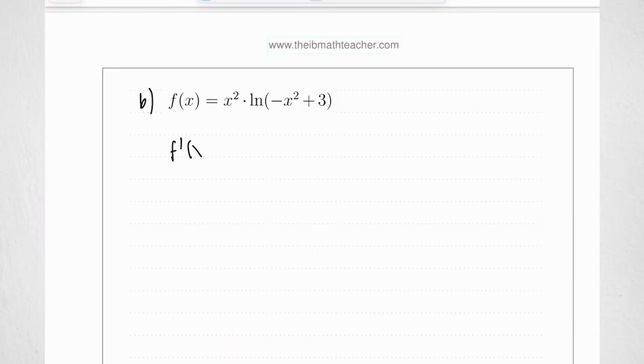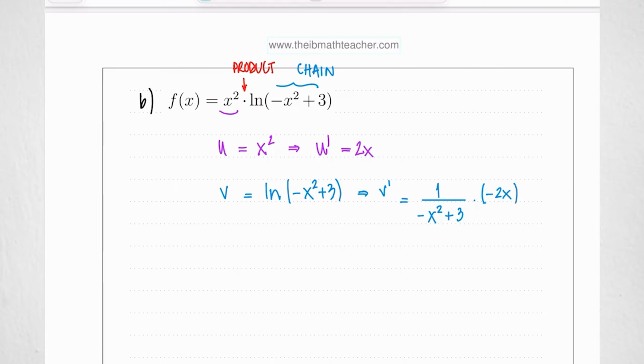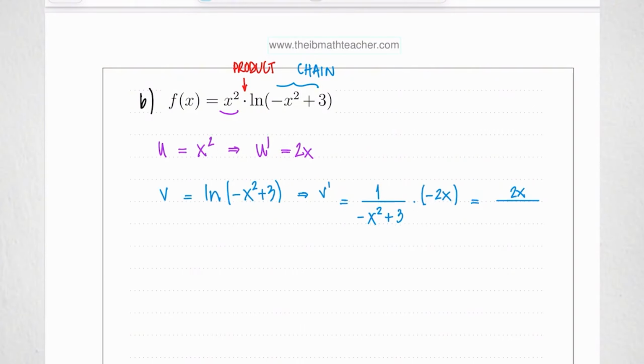Now, onto the derivative. We have the product rule and the chain rule, which will be applied in this differentiation process. Let's call, for example, this x squared u. So du dx, or u prime, is 2x. And if v is ln of negative x squared plus 3, v prime is, using the chain rule, 1 over whatever shows up inside the ln times the derivative of what's inside, so negative 2x in this case. We can simplify this a bit and write our v prime as 2x over x squared minus 3.